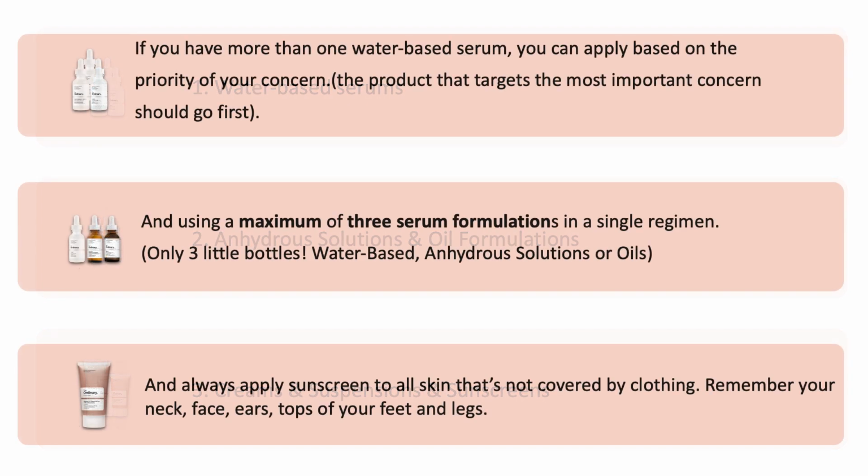What's also important is that if you have more than one water-based serum, which can happen depending on your skin concern, you can apply them based on the priority of your concern. The product that targets the most important concern should go first. Also, use a maximum of 3 serum formulations in a single regimen, which basically means only use 3 little bottles in one routine, which can be any sort of formulation. This can be a water-based serum, an anhydrous solution serum, or an oil. It doesn't have to be those 3 specific formulations in one routine. You can also use 2 water-based serums and an oil. You still have 3 bottles.